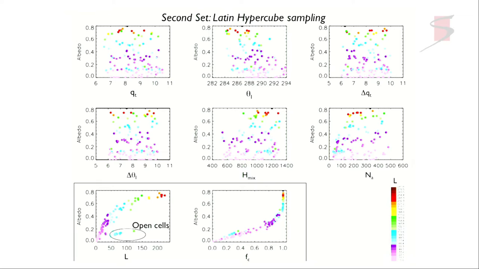Again, the points look different in phase space. You can't really make much sense of all of this. But when you look at things in a liquid water path world here, albedo and cloud fraction, you can see this very clear separation of the colors indicating the dominance of liquid water path.